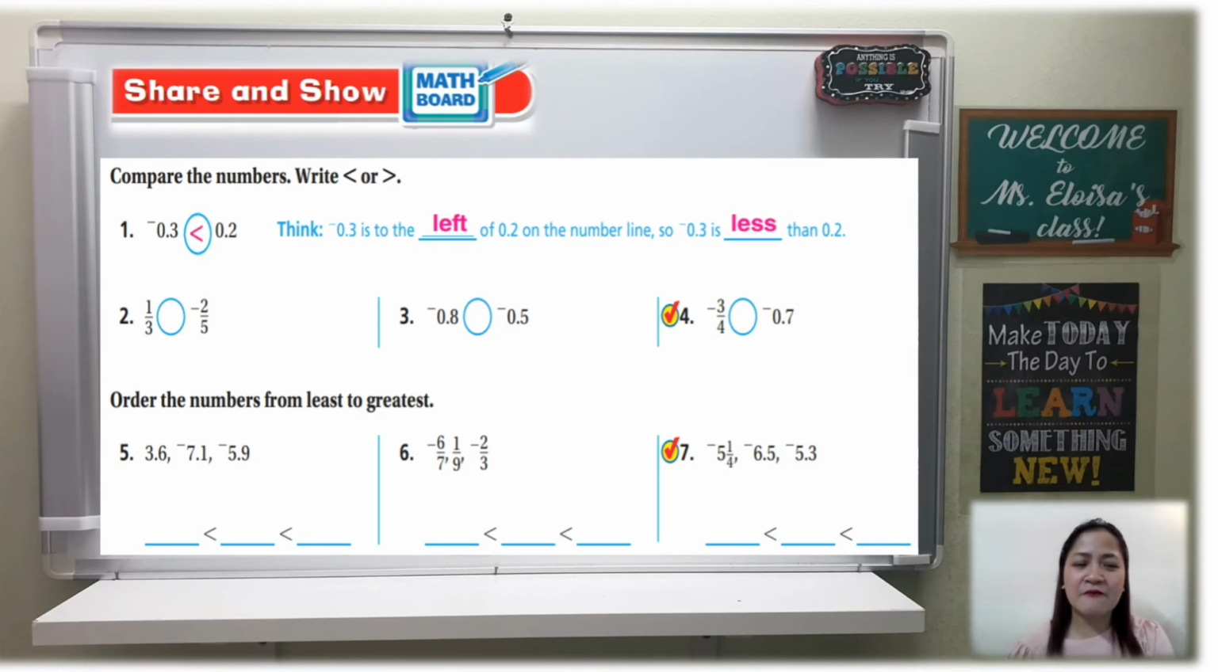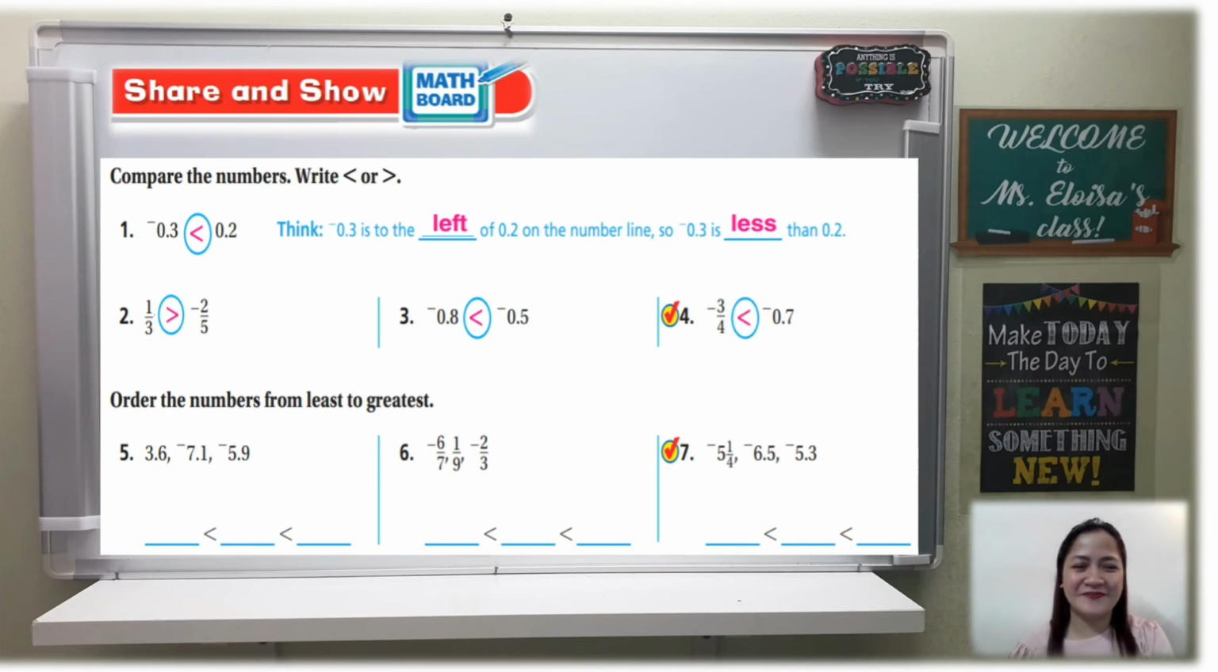Number 2, we have 1/3 and negative 2/5. So what is the answer? Okay, that is greater than, because a positive number is always greater than any negative number. Number 3, we have negative 0.8 and negative 0.5. What is your answer? Okay, that is less than. Number 4, we have negative 3/4 and negative 0.7. And that will be less than.